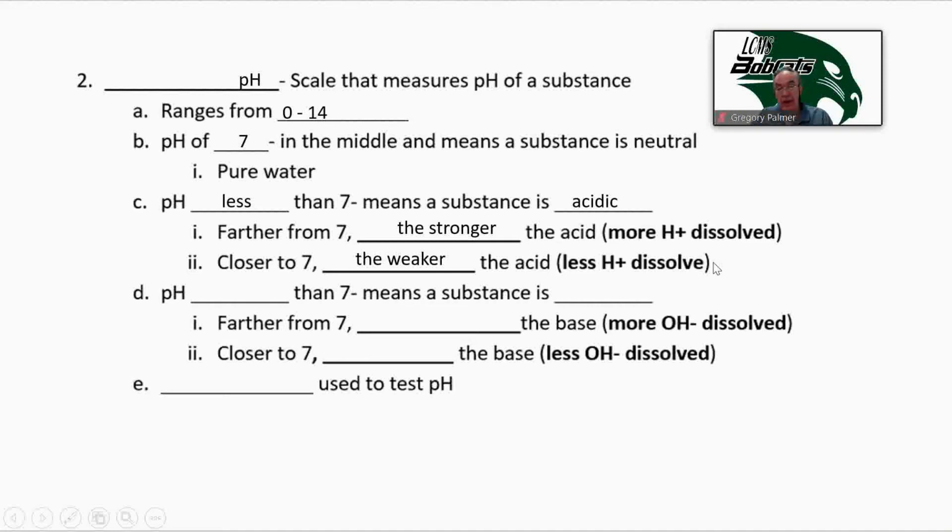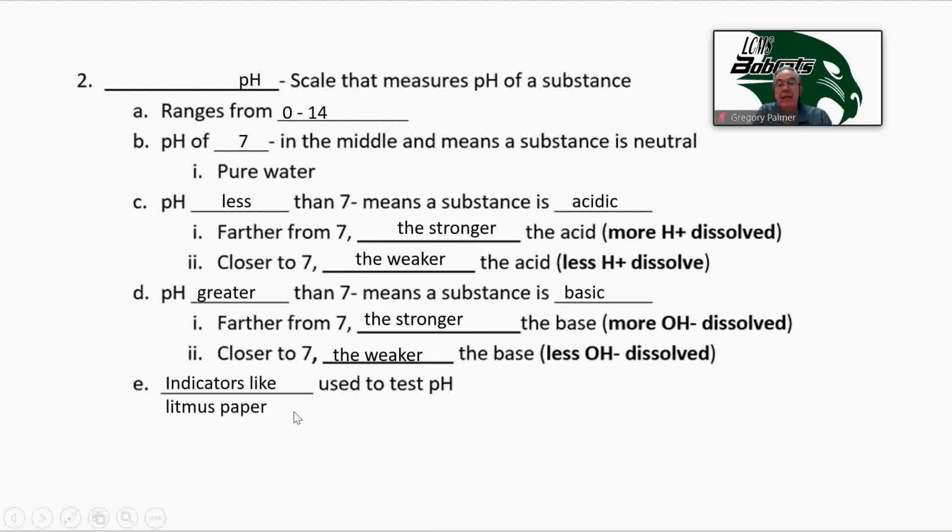Going the other way, up from 7, greater than 7 means the substance is basic. The farther you get from 7 and the closer you get to 14, the stronger the base and the more completely that substance ionizes. Remember, that's different than concentration. You could have a really concentrated weak base, or a really concentrated strong base. The concentration is just how much of it we dissolve. The strength depends on how completely it ionizes. And again, the closer we get to 7, the weaker the base and the less it breaks into ions, like on that little diagram I just showed you.